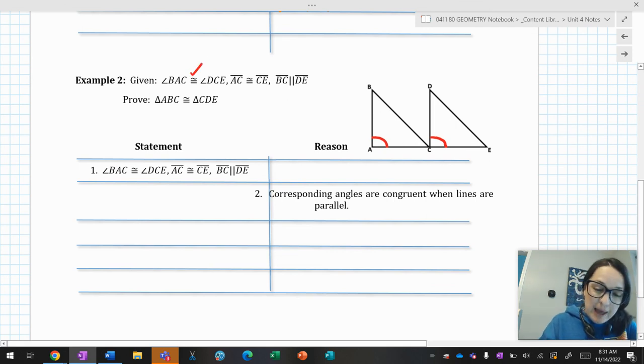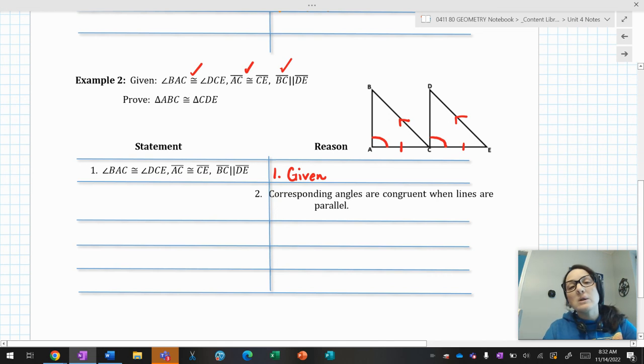I marked it. AC equals CE. I marked it. And BC is parallel to DE. Okay. So how are we going to start this thing? Well, number one is to give the givens, and I've got that.